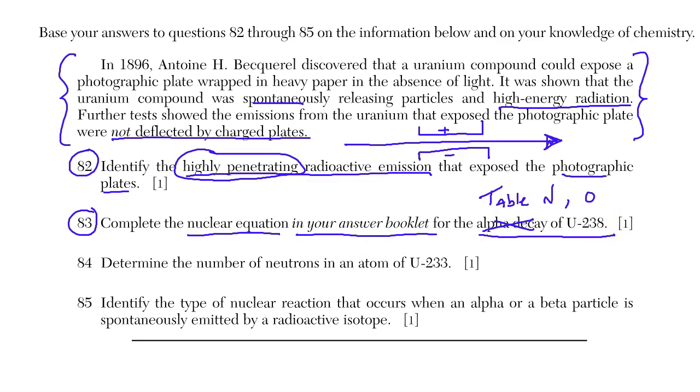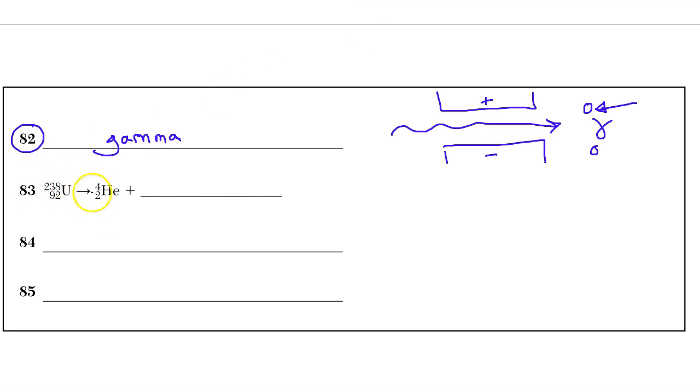So let's go to the booklet. So they set this up very nicely for us. Sometimes they would just give us uranium-238-92 and fill out the rest of these two particles.